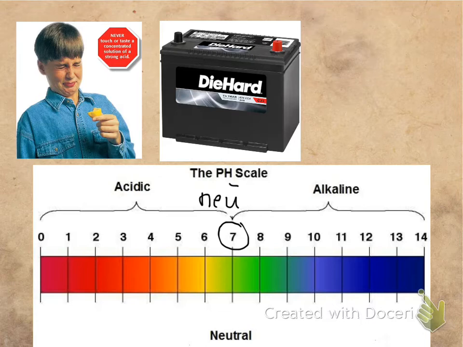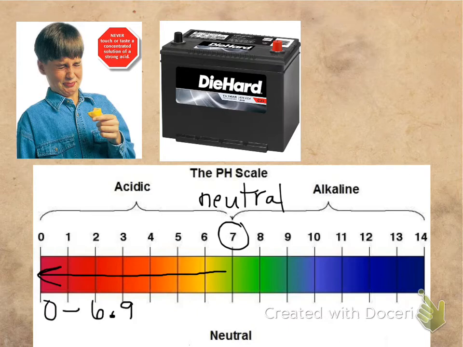Okay, so something that's neutral, an example would be distilled water. Something that's neutral is not an acid or a base. It's neither one. But if you move, on this scale, farther to the left, it becomes a stronger and stronger acid. So the pH for an acid is between 0 to 6.9. Where 0 would be very, very strong and 6.9 would be very, very weak, almost not an acid at all.